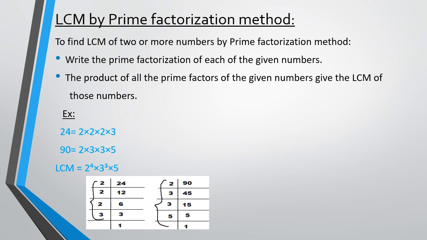Okay, see here, 2 multiplied by 2 multiplied by 2 multiplied by 2, as the 2 of 90 also. So it is 2 raised to the power 4 multiplied by, here there is one 3 and here there are 2 3s, so 3 raised to the power 2, multiplied by 5.